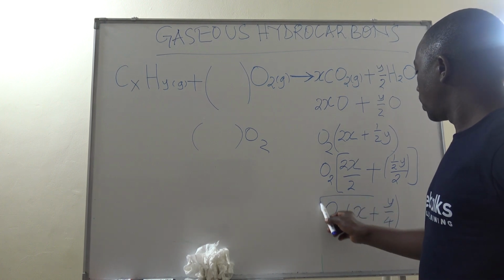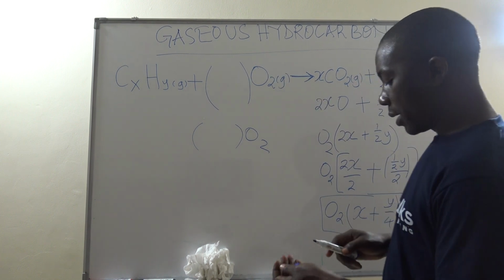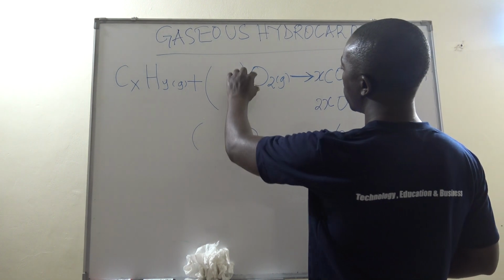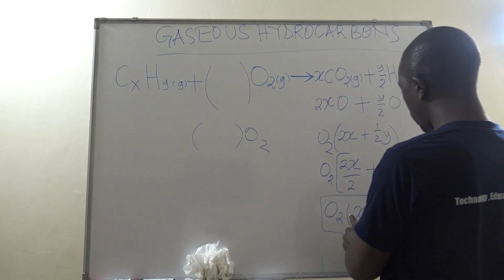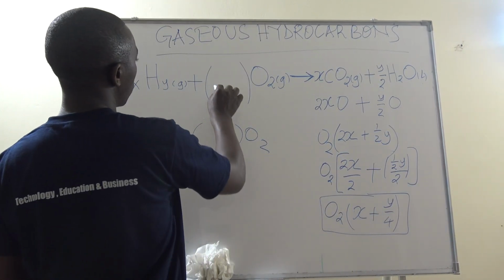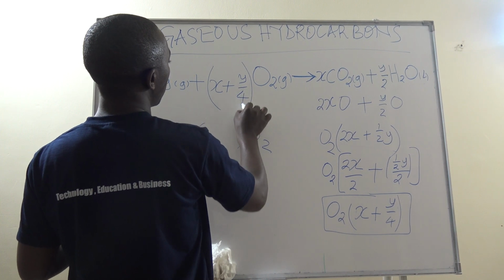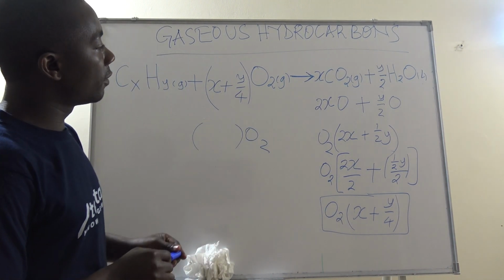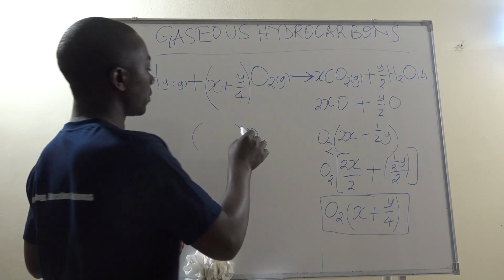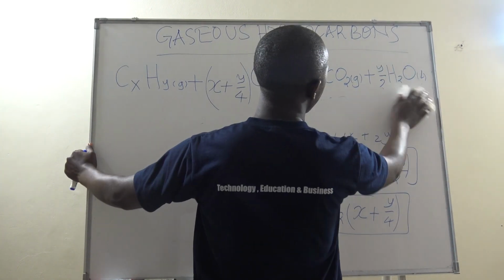So now I have this expression which is very similar to the one here. The contents outside the brackets are the same as the contents outside the brackets here. So it is a matter of simply having this inside the bracket, then I'll consider to have balanced my equation. So that is how the equation of a gaseous hydrocarbon can be balanced on complete combustion. That's how we obtain it.